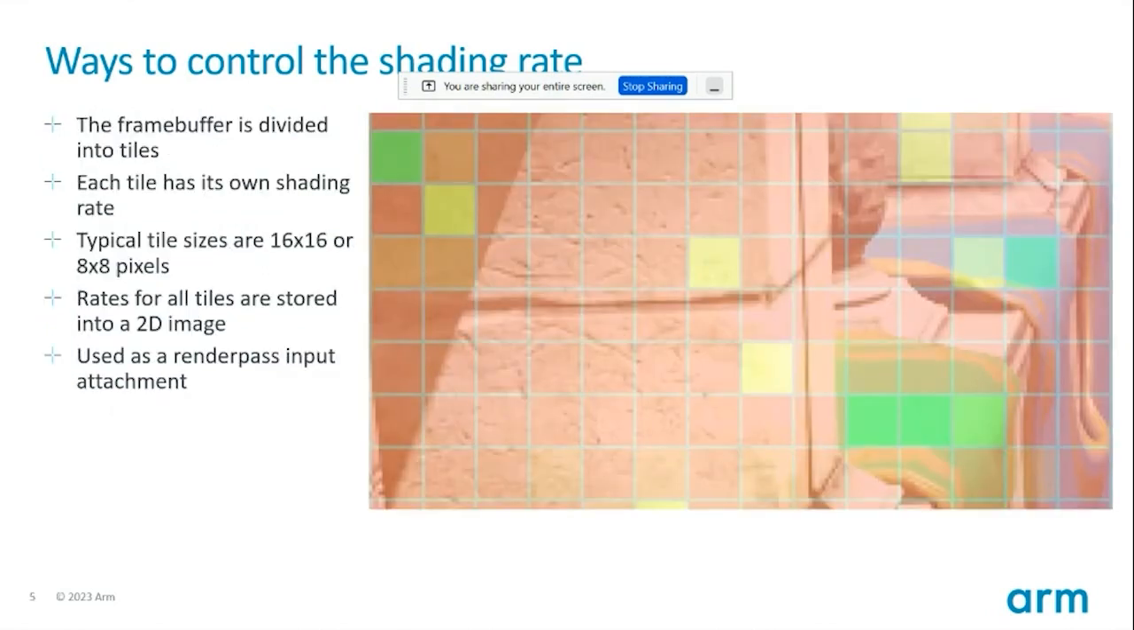So how does this attachment work? Well, we divide the frame buffer into tiles. Each tile gets its own shading rate. Typical tile sizes would be 8x8 or 16x16 pixels. We store the shading rate for all of these tiles in a shading rate image or attachment, where each texel in the image represents one tile, and the value of that texel will tell us which shading rate to use. This shading rate attachment then becomes an input to our render pass.